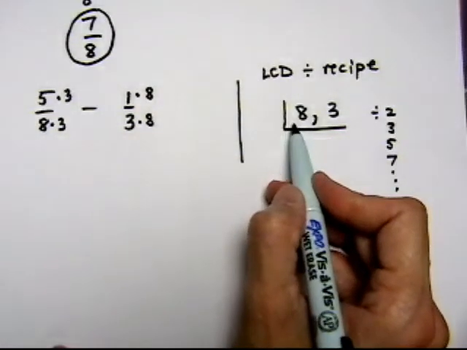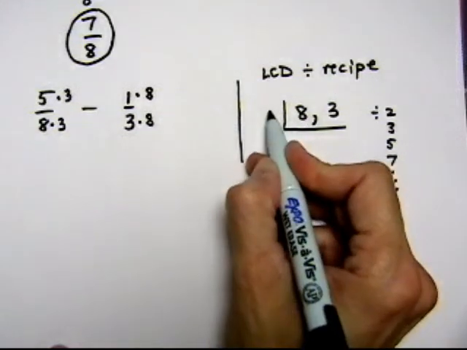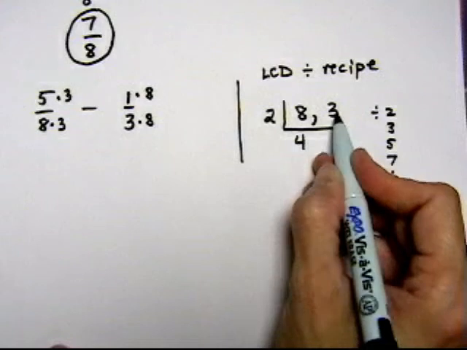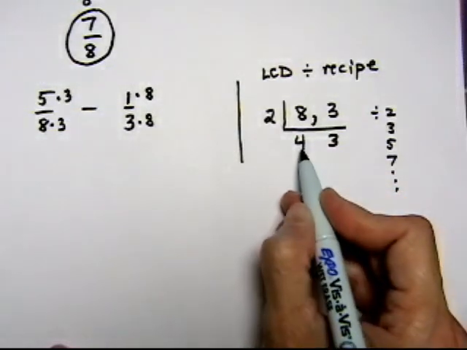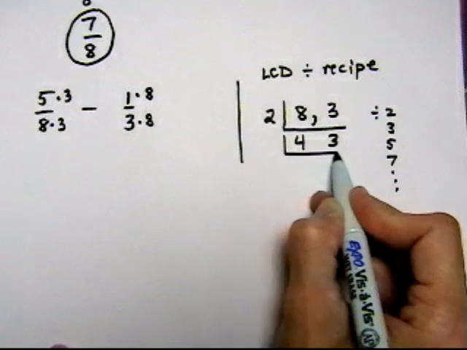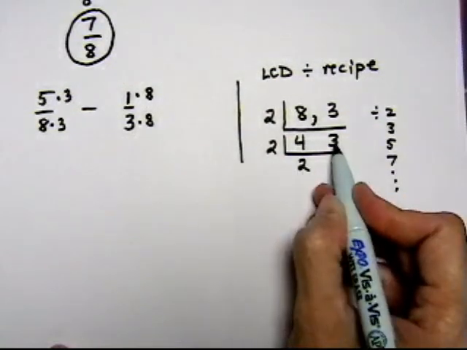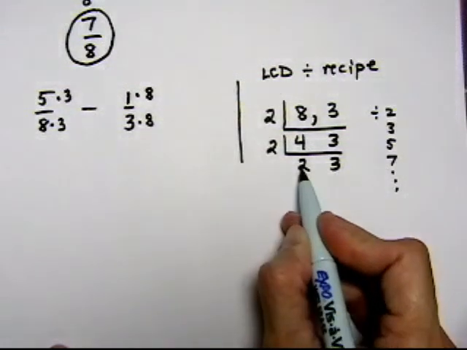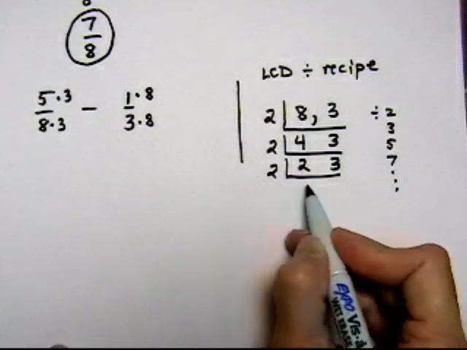So what I'll do is, if 2 works, if it divides one of these numbers, I have to use it, so I'm going to start with 2. 8 divided by 2 is 4. 3 divided by 2 doesn't work, so I'm just going to bring the 3 down. And then 2 still works for the 4, so I'm going to keep going. 4 divided by 2 is 2. 3 by 2 doesn't work, so I just bring down the 3. And 2 still works because of the 2 here, so I'm still going to be dividing by 2. 2 by 2 is 1.